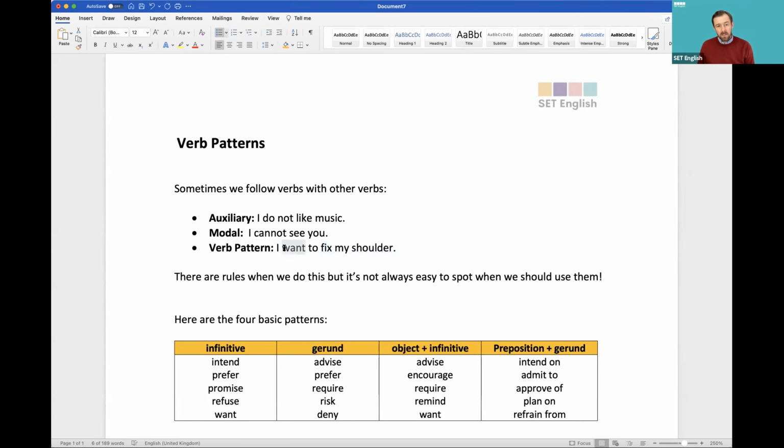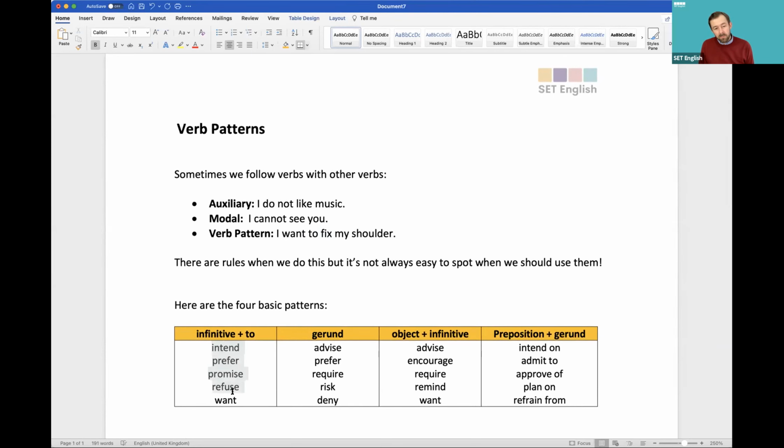Now, want, we'll just call it the infinitive without to. And to fix is the infinitive with to. So want is in this box here. So we are going to follow these verbs here with an infinitive with to. In fact, it would probably be easier for me to put it like this, to plus infinitive. Let's do it that way. After these verbs, we're going to do that.